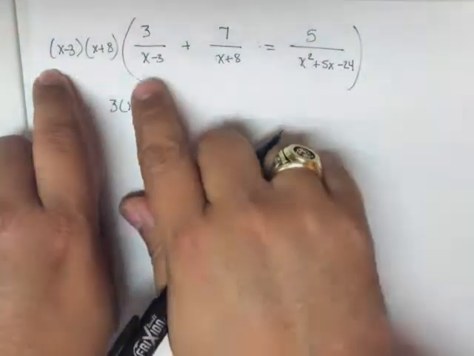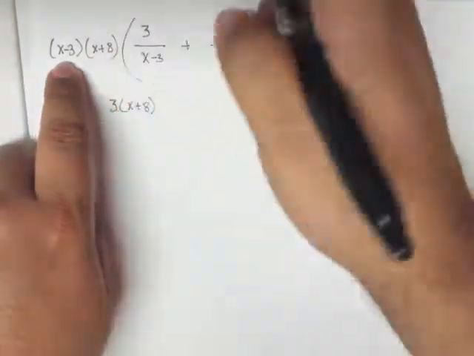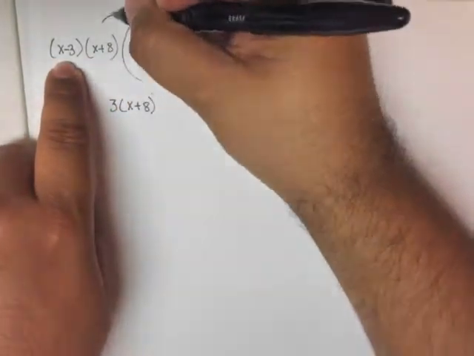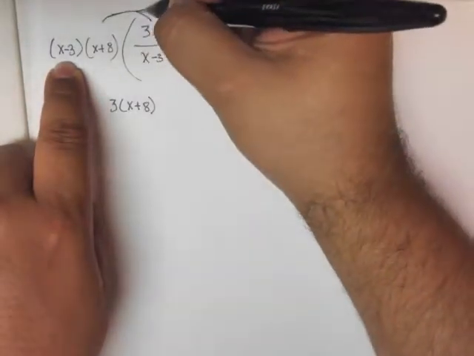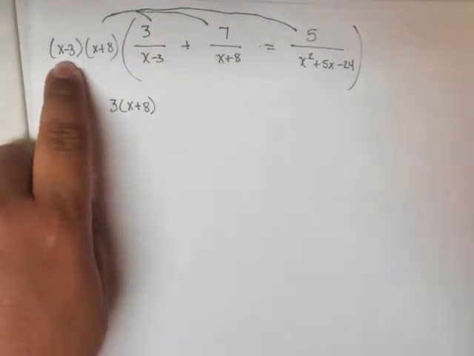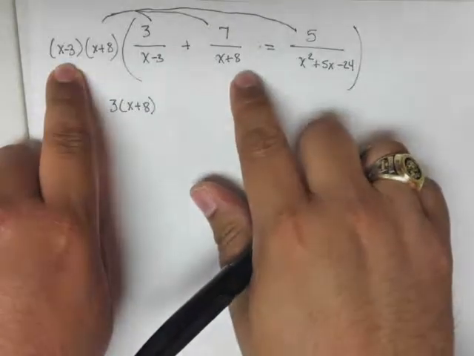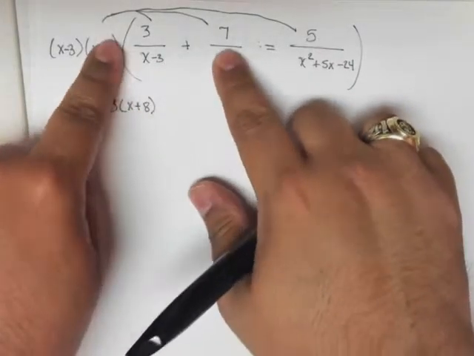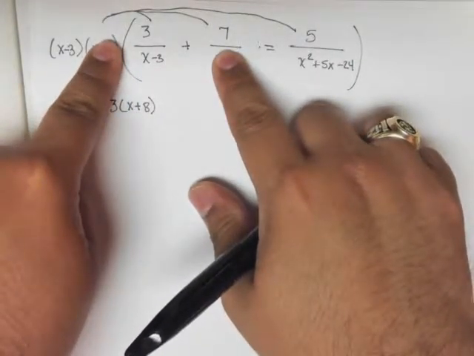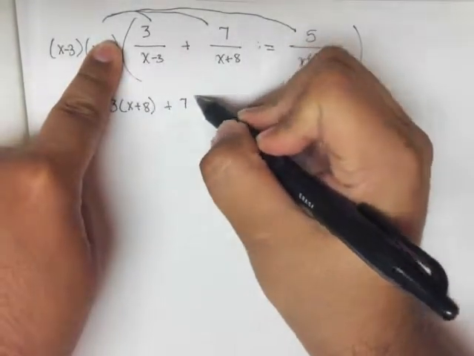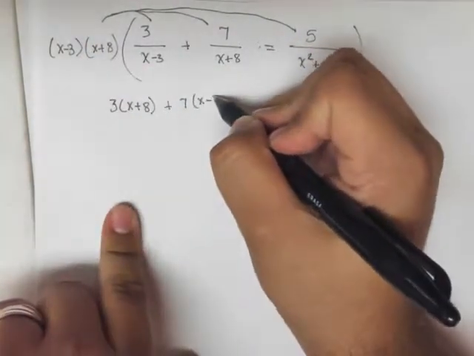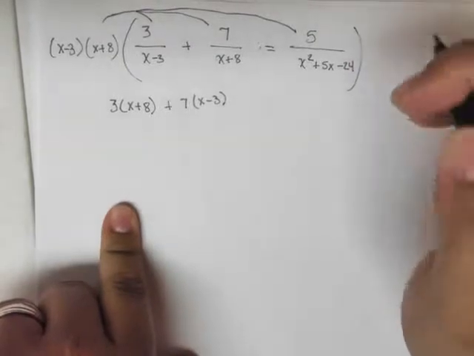Now what we're going to do is take these same two. We've distributed them here, we're going to distribute here, and then we're going to distribute way over here. So now when we distribute over here, we've got the x plus 8 crossing out, leaving us with, you guessed it, plus 7 times x minus 3. So there we have that right there.